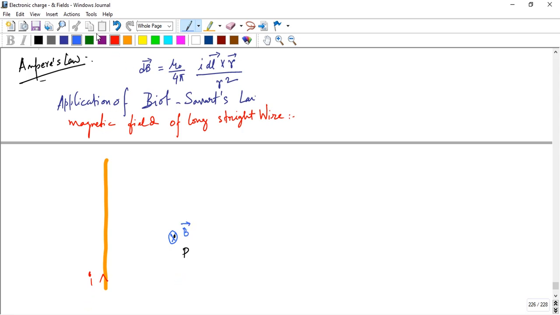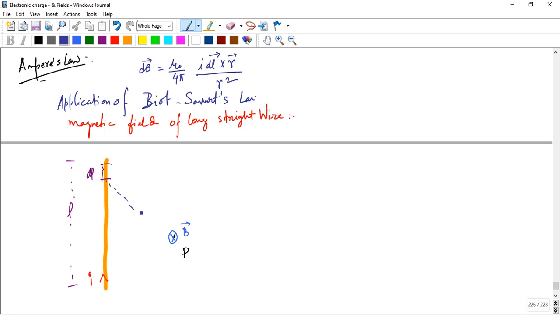We choose a differential length here. Suppose the length of the wire is L, and I choose a very small length here. Suppose this length is called dL, the differential length. The derivation in the previous class was method 1. Here the derivation is method 2. Both are correct. I borrowed this method from Resnick Halliday.